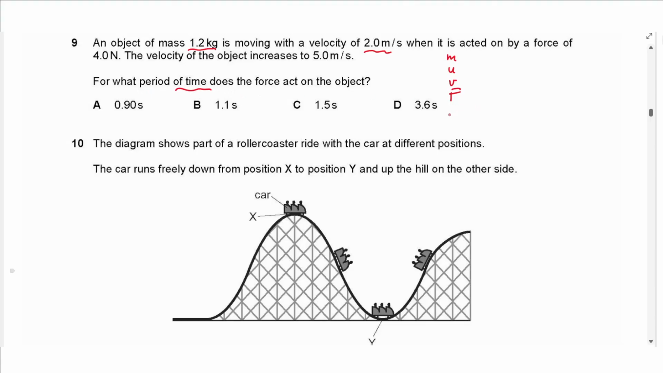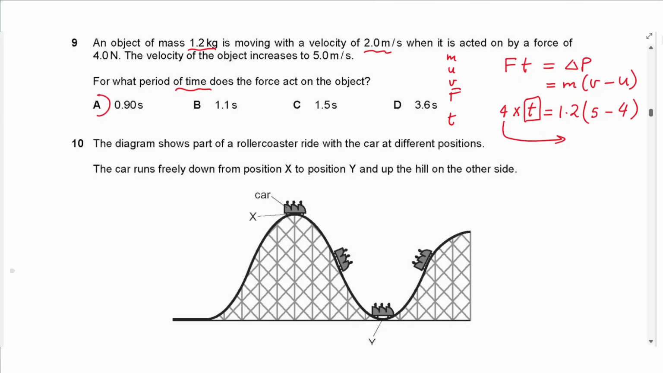We need time. So adding these together, we can use the equation of force multiplied by time is equal to the change in momentum, or equals mass times change in velocity. Then we substitute: 4 newtons multiplied by the unknown time t is equal to the mass 1.2 multiplied by final velocity 5 minus initial velocity 2. Then we divide by 4 on the other side, leaving t the subject of the formula. This gives an answer of 0.90 seconds, so the answer is A.